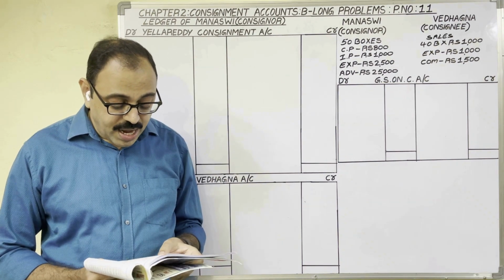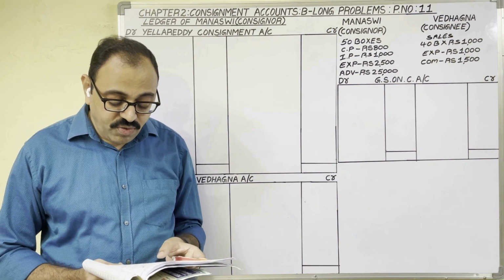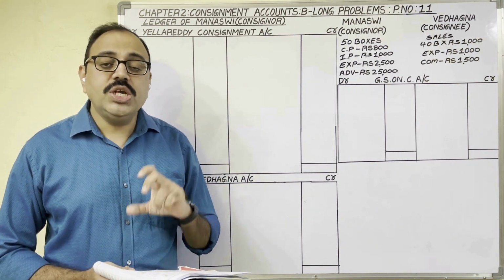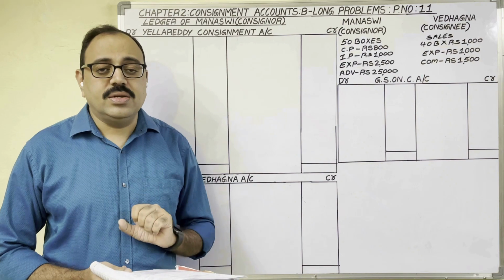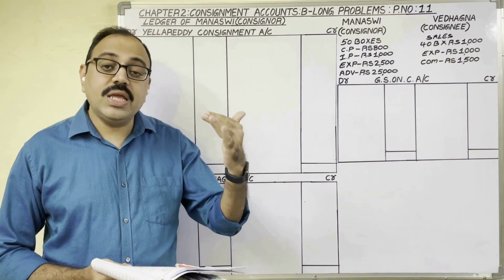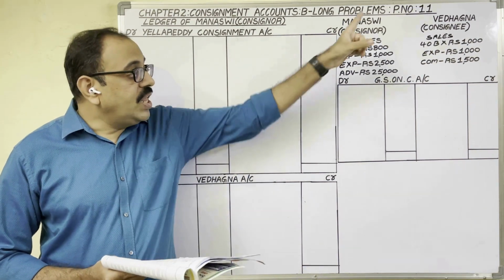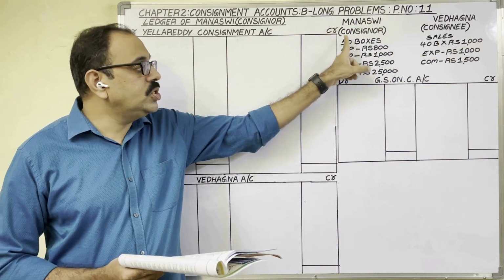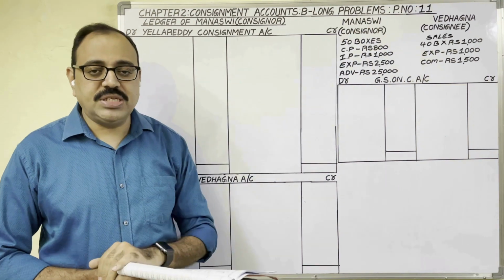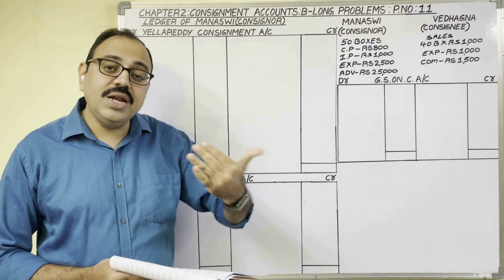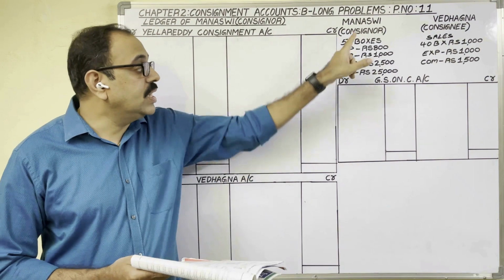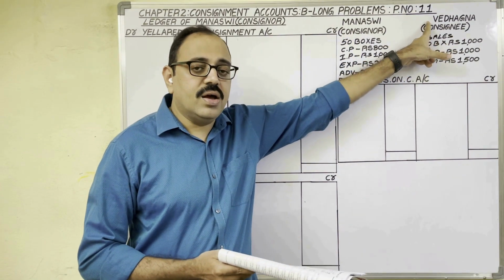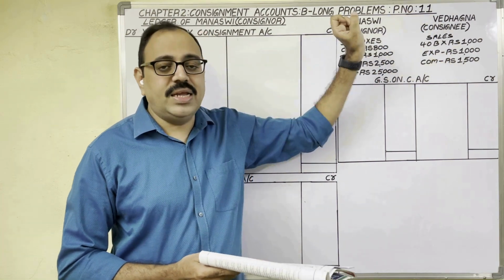Manasvi of Medak consigned 50 boxes of medicine to Vedagna of LRT. So Manasvi is a trader doing her business in Medak. She wants to sell her goods in LRT also. Vedagna is living in LRT. So Manasvi is sending her goods to Vedagna on consignment basis. As Manasvi is sending the goods, she is known as consignor. To whom are these goods sent? Vedagna. So Vedagna is the consignee.